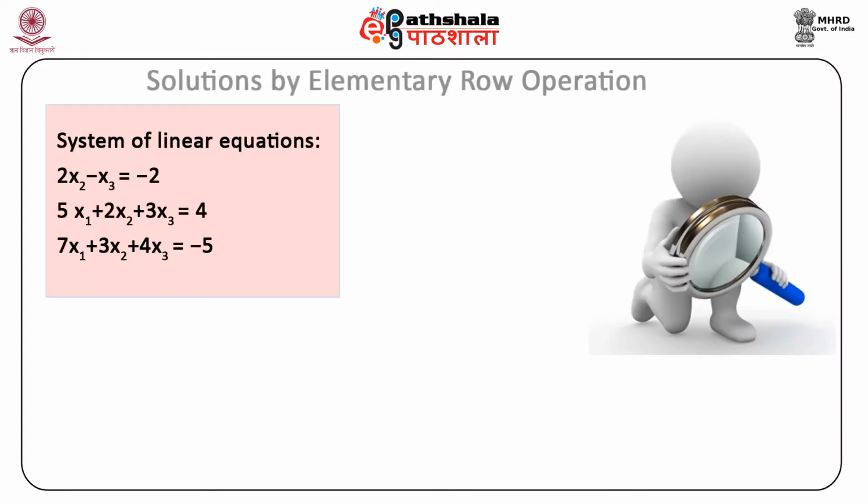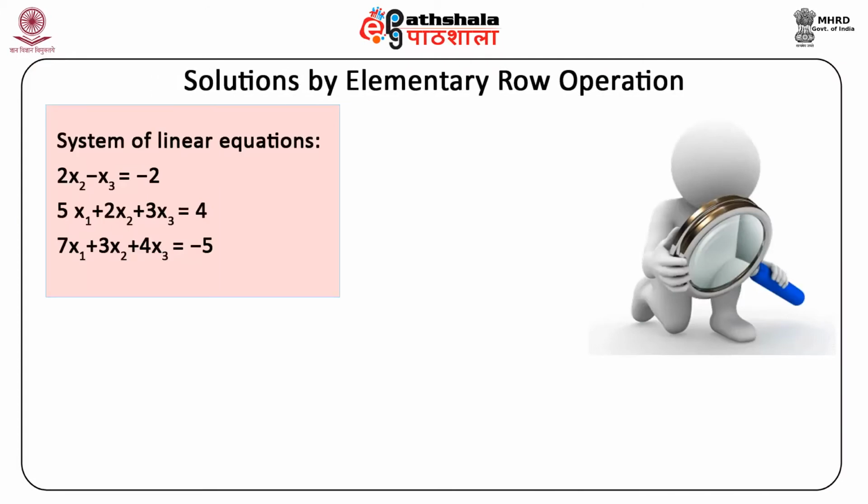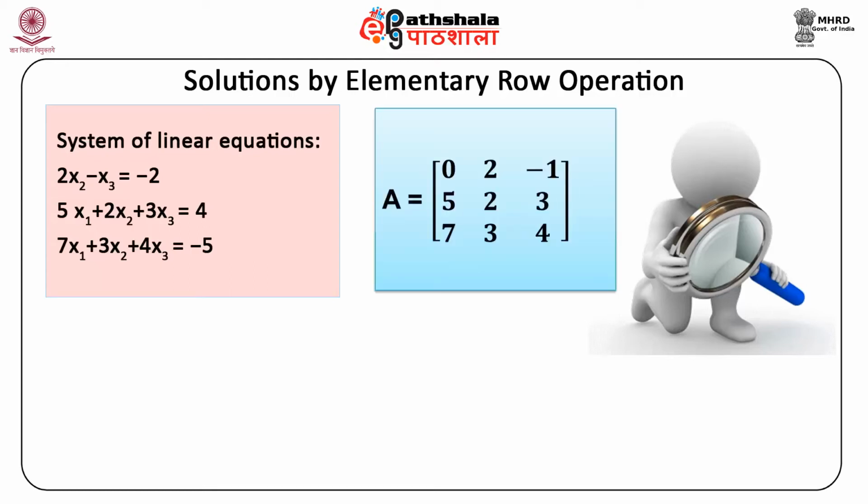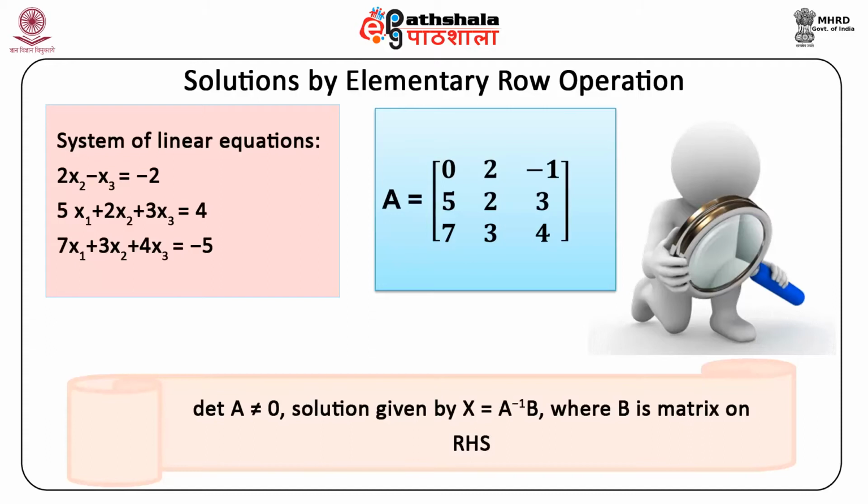Solve the following system of linear equations. 2x2 minus x3 is equal to minus 2. 5x1 plus 2x2 plus 3x3 is equal to 4. 7x1 plus 3x2 plus 4x3 is equal to minus 5. Solution. Here A is equal to [0 2 minus 1; 5 2 3; 7 3 4]. Clearly, determinant A is not equal to 0. So, the solution is given by x is equal to A raised to the power of minus 1 b, where b is the matrix on the right hand side.